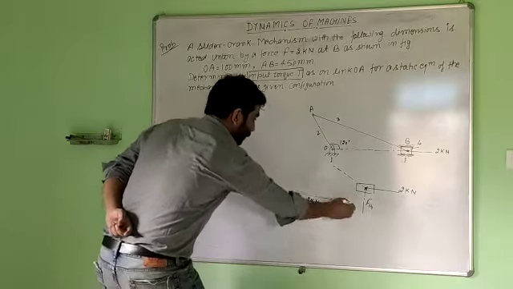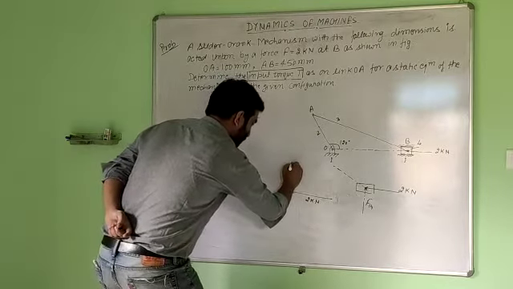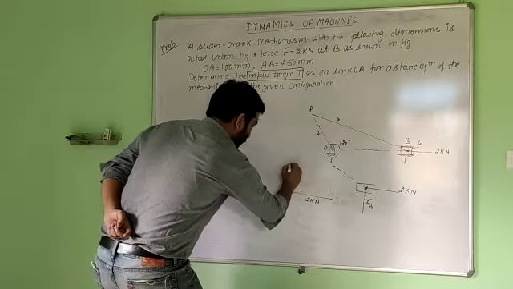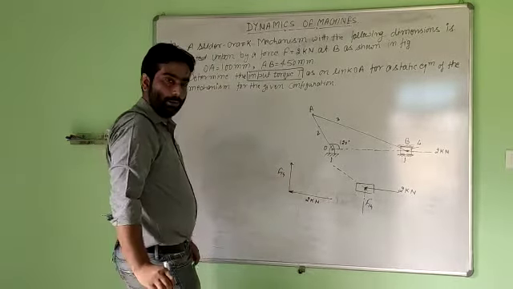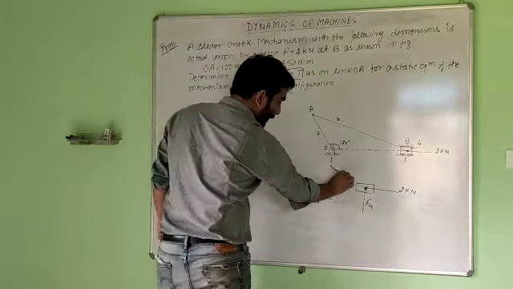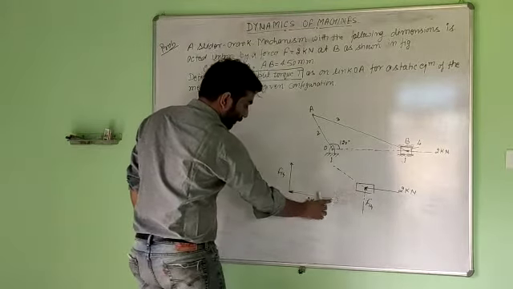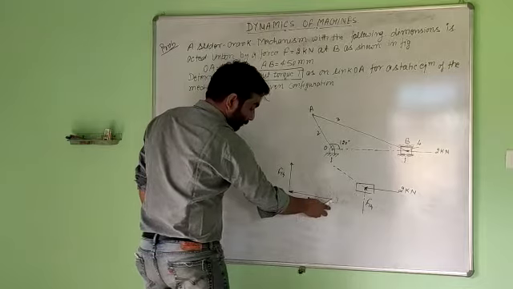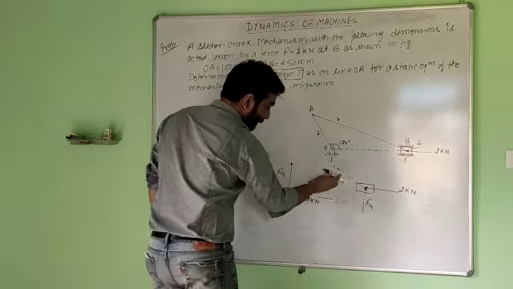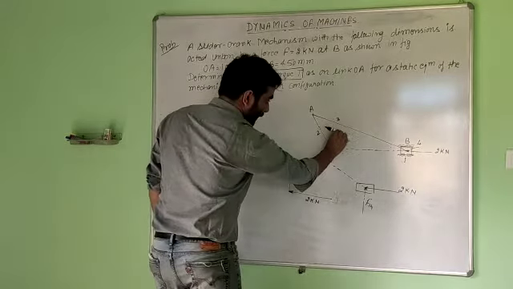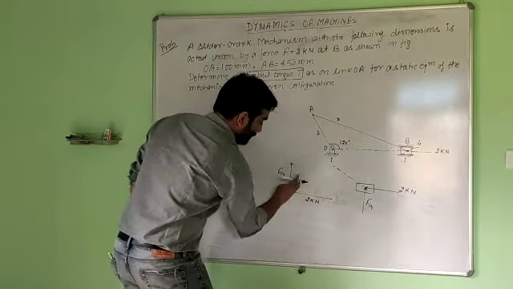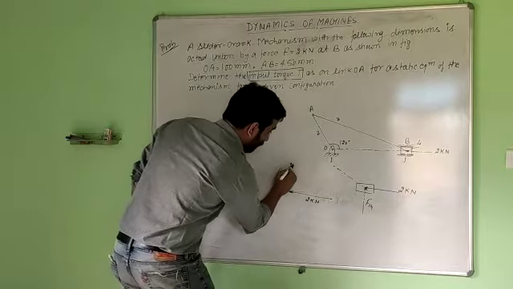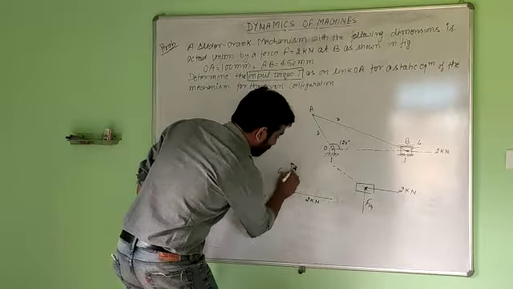From this point, draw F14 in the vertical direction. And draw a parallel line from this point, point 2, from the end of the line. So we will draw a parallel line here from this point. This will intersect line F14, let's say at this point.